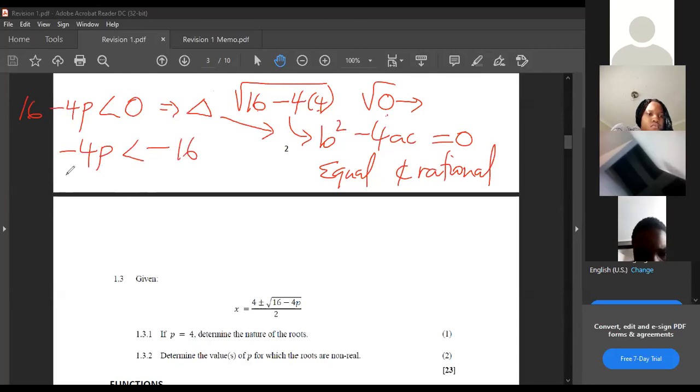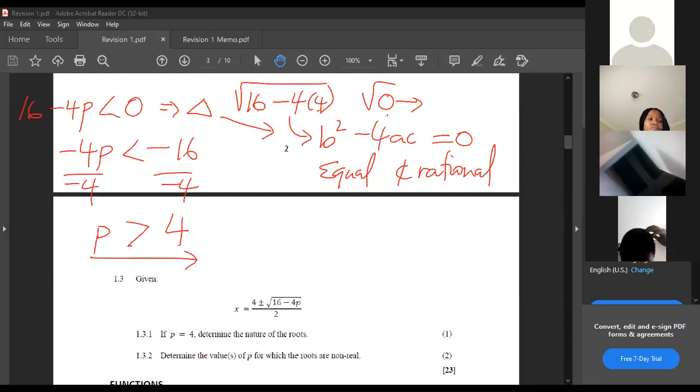Minus 4p is less than minus 16. Dividing by minus 4, what happens to the sign when I divide by minus 4? It changes, so p is greater than minus 16 over minus 4, which is 4. So p is greater than 4. So for these roots to be non-real, p has to be greater than 4.